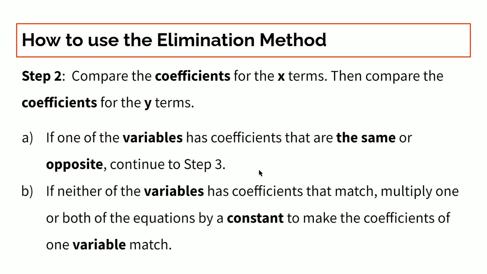If neither of the variables has coefficients that match, we're going to need to use the multiplication property of equality to multiply one or both of the equations by a constant, a number, to make the coefficients of one of those variables match. Those are typically slightly more difficult systems, and you'll see a couple examples of those in a later video. We're going to focus today on cases that fall under A. One of the variables has coefficients that match.